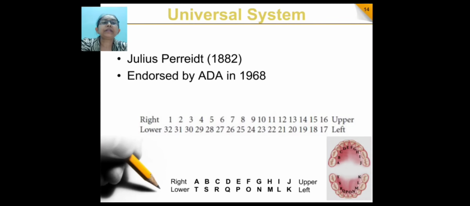Here the first tooth that was considered was the third molar in case of permanent teeth, starting from the upper right quadrant, following consecutively towards the upper left and lower left to lower right. Similarly, the numbering for the primary teeth was from A to T.